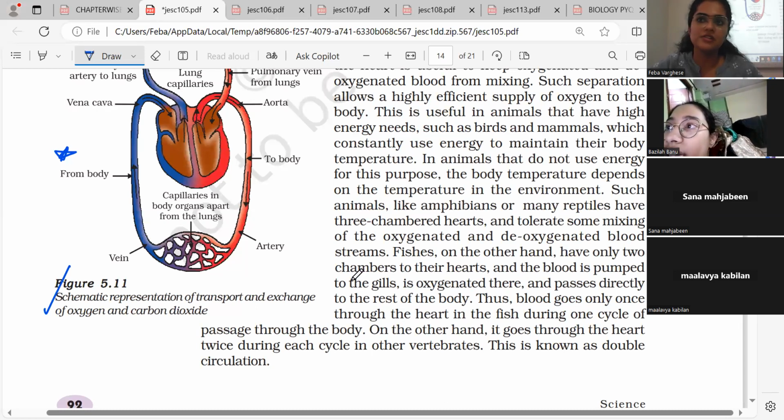There'll be a difference in the temperature. Deoxygenated blood will be higher in temperature because it's coming after respiration. There's this difference, okay, guys.